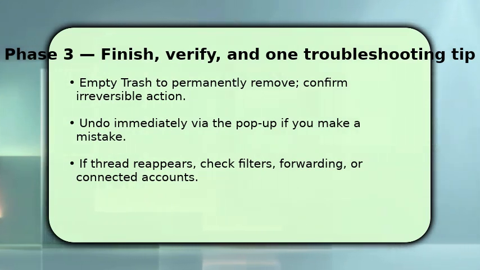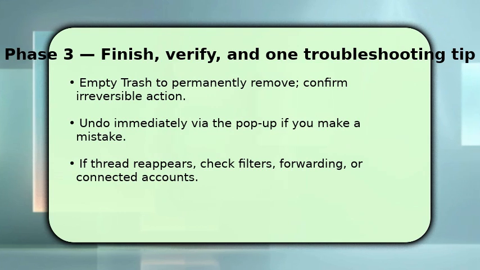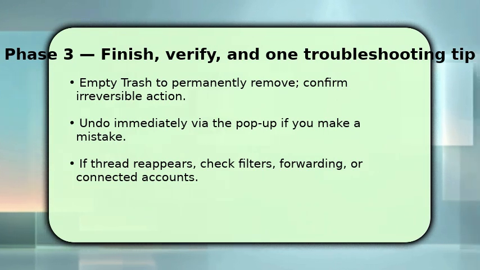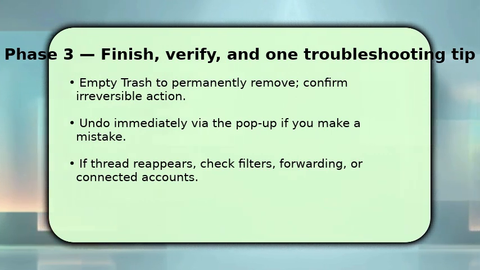If you change your mind right after deleting, use the undo option in the bottom left pop-up. It appears briefly and restores the thread. If the conversation reappears later, inspect your filters, forwarding rules, or linked accounts that might resend or restore messages. Make adjustments and then remove again to prevent recurrence.